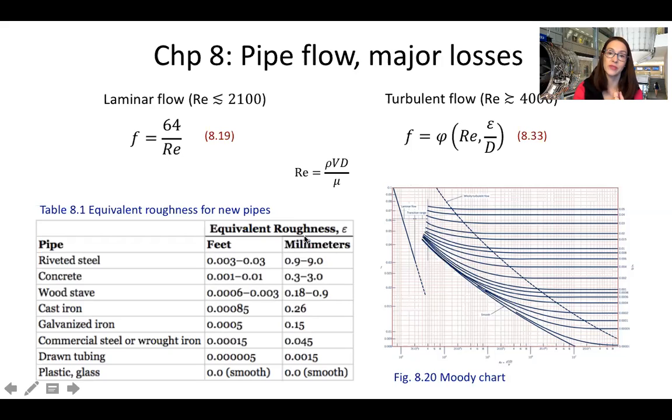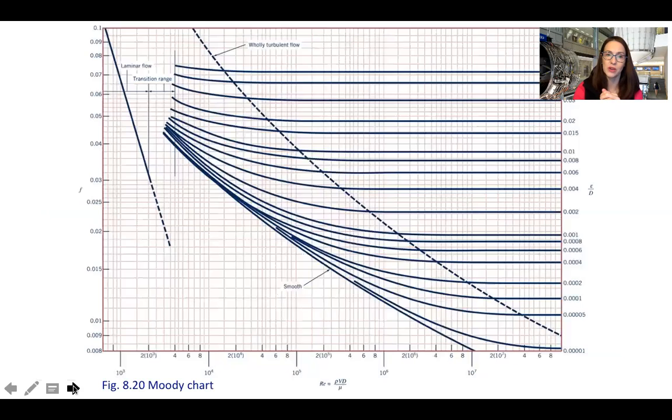Well, you need your roughness, and that depends on your material, right? So if you're given a problem and it says you have a galvanized iron pipe, you go over to table 8.1 and you see your equivalent roughness factor in either feet or millimeters. And you take that and you divide it by the diameter of the pipe to get your relative roughness, epsilon over D, and then you can use the Moody chart, right? So let's look at a bigger version of the Moody chart.